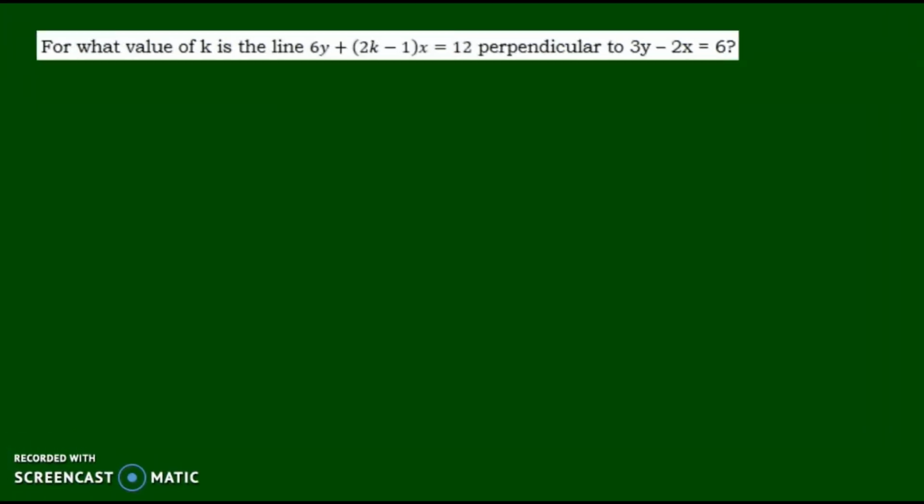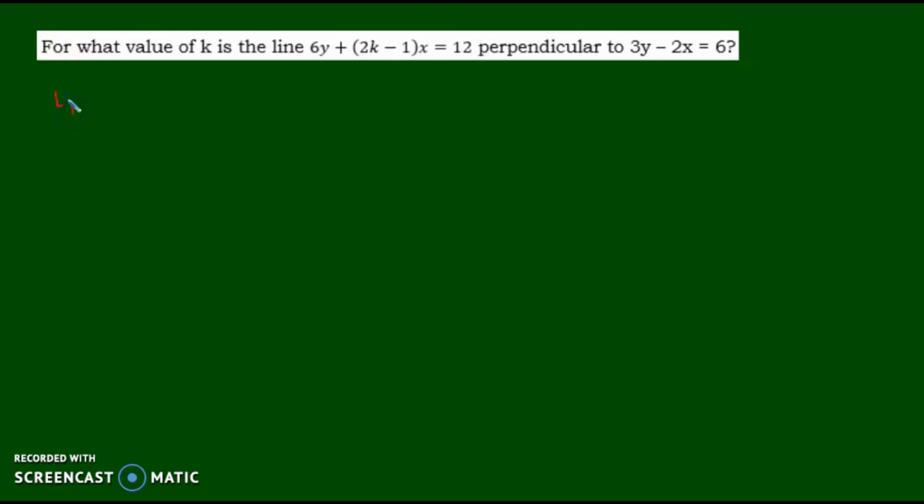So let's have another problem. For what value of k is the line 6y plus the quantity of 2k minus 1 closed quantity x equals 12 perpendicular to 3y minus 2x is equal to 6? So again, the two lines are perpendicular. So recall that perpendicular lines, one slope is equal to the negative reciprocal of the other slope. So, but first we need to determine the slope of each line.